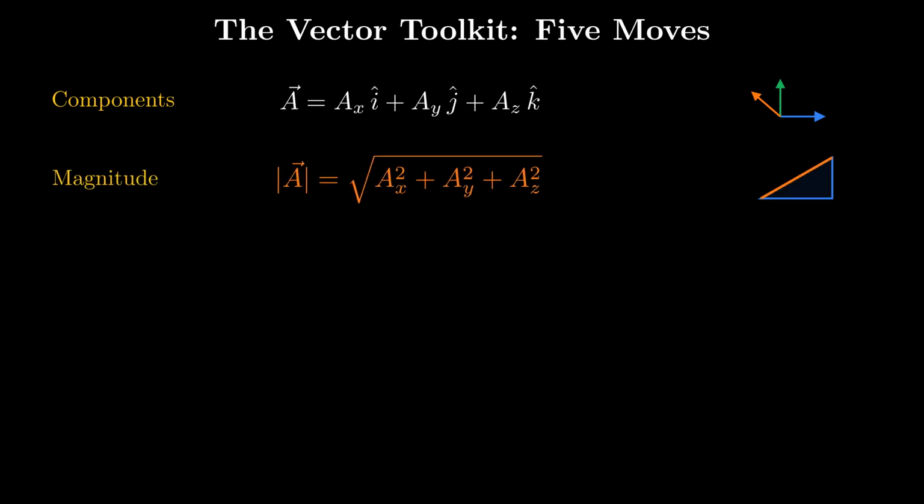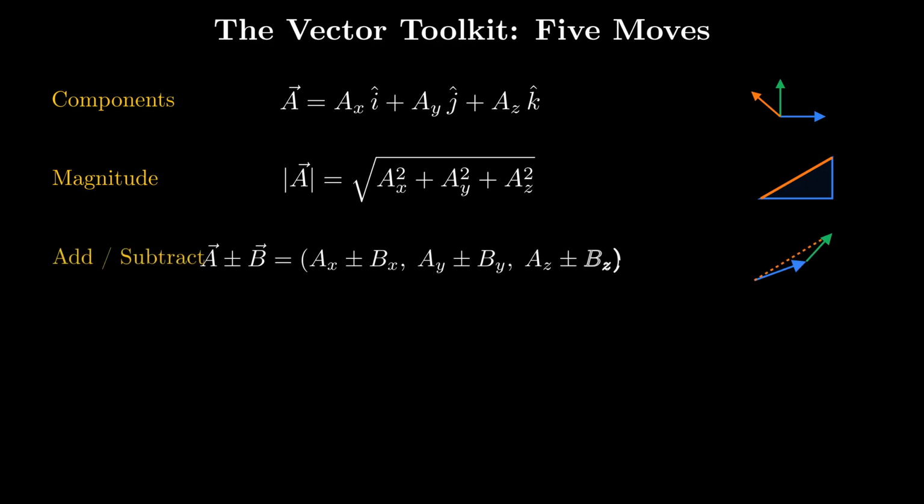Every problem today uses the same toolkit. Write a vector by its components along i hat, j hat, and k hat. The magnitude is the square root of the sum of the squared components. Vectors add and subtract component by component. Never add magnitudes directly, unless the vectors are parallel.